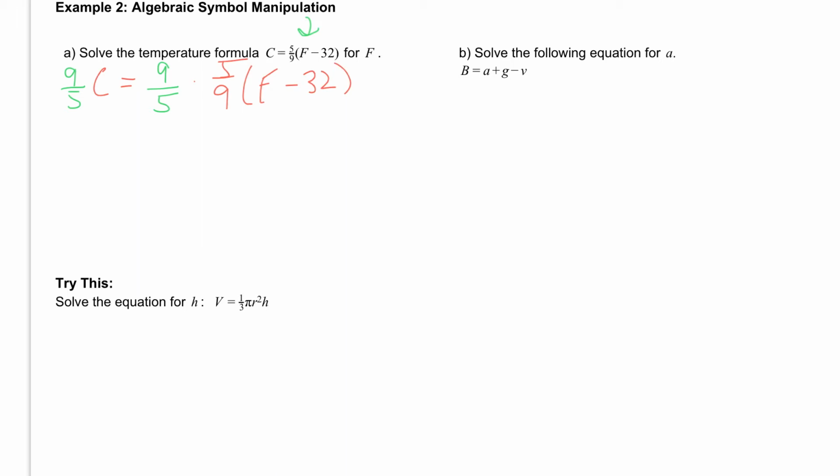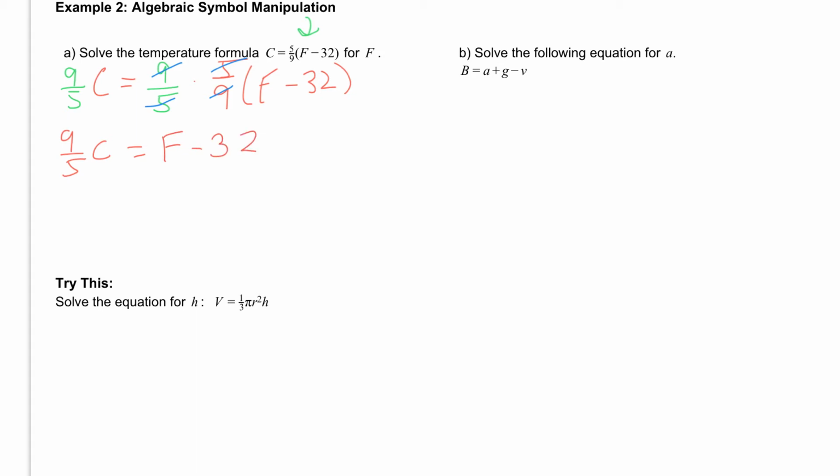On the left-hand side, 9 over 5 times C, there's nothing I can do to simplify that. So I'm just going to bring that down, and that's going to be 9 over 5 C equals. Now on the right-hand side, 9 over 5 times 5 over 9, that's where things start to cancel out. These 9s can cancel and the 5s can cancel. Remember that all equals 1. So 9 over 5 times 5 over 9, that's 1, times all this is just going to leave this F minus 32. So I'm going to bring the F minus 32 down.